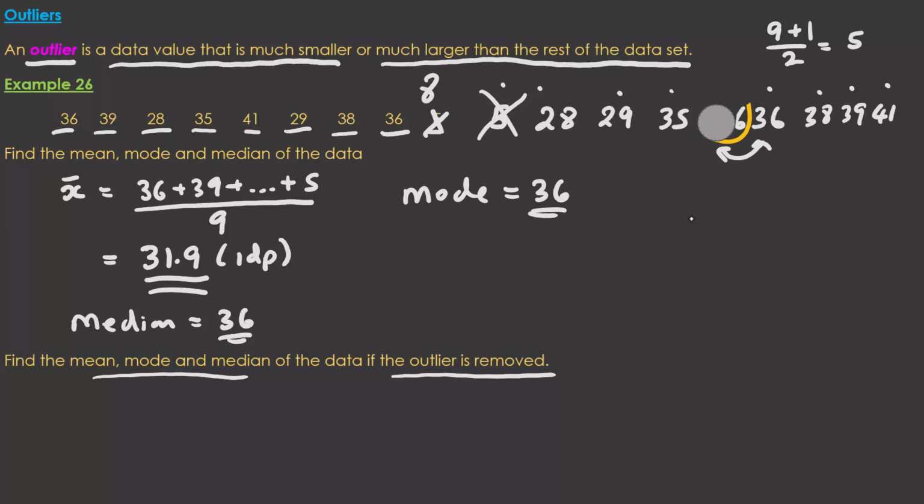So if I just tidy this up here because we're going to use this again, and of course the 5's no longer in the list. So our mean this time is going to be 36, add 39, and so on, but not with the 5. So finished on that last 36, and we're dividing by 8 now because we've got less data.